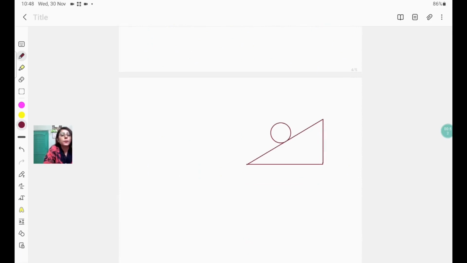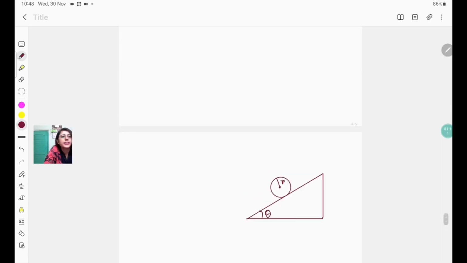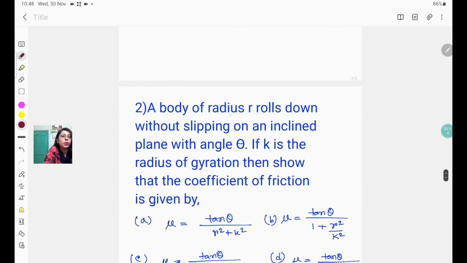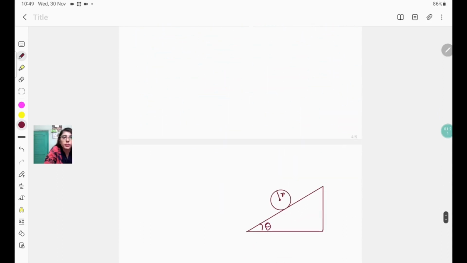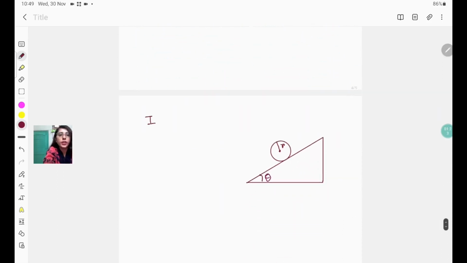Okay, so here in this picture you can see, it is an inclined plane having an angle theta, and this body is rolling down without slipping. So this body or this sphere has a radius small r. It is given in the question. A body of radius r rolls down without slipping on an inclined plane with angle theta, and k is the radius of gyration of the body. So the moment of inertia of the body will be m into k square.